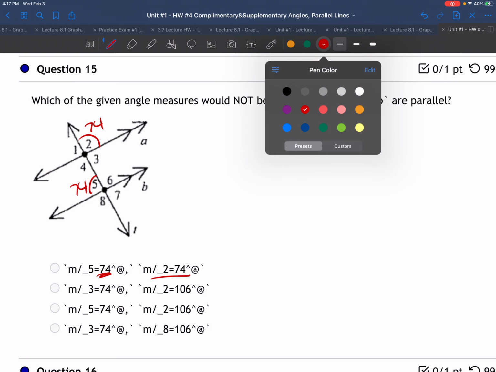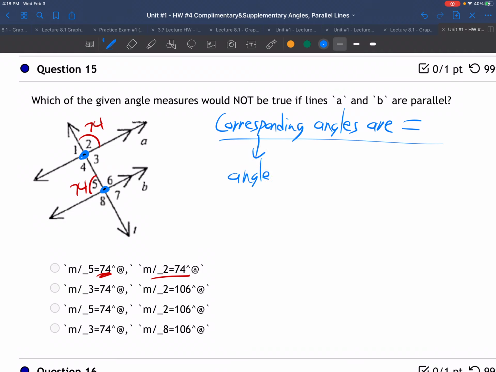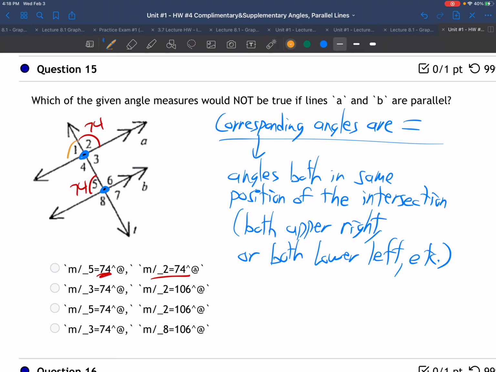Well, how do we know? Here's what you're going to have to do. To jump from one intersection to the other intersection, remember the rule that corresponding angles are equal. What are corresponding? That is angles both in the same position of the intersection. So both upper right or both lower left, etc. So same position. So like angle 1 and angle 5.